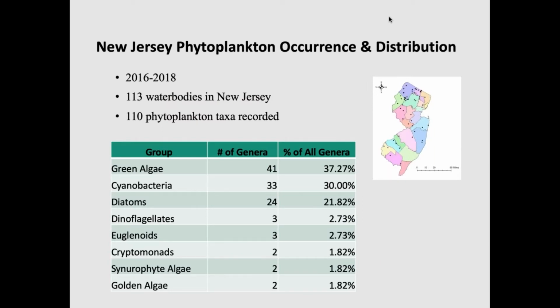Starting in 2016, working with the New Jersey Department of Environmental Protection, or NJDEP, my group began to survey water bodies in New Jersey with a goal to document New Jersey phytoplankton occurrence and distribution. To date, we have surveyed a total of 113 water bodies in New Jersey and documented 110 phytoplankton genera. The highest taxa group in New Jersey is the green algae, followed by Cyanobacteria and diatoms. Among the 110 genera of phytoplankton, 32, or 30%, were Cyanobacteria.